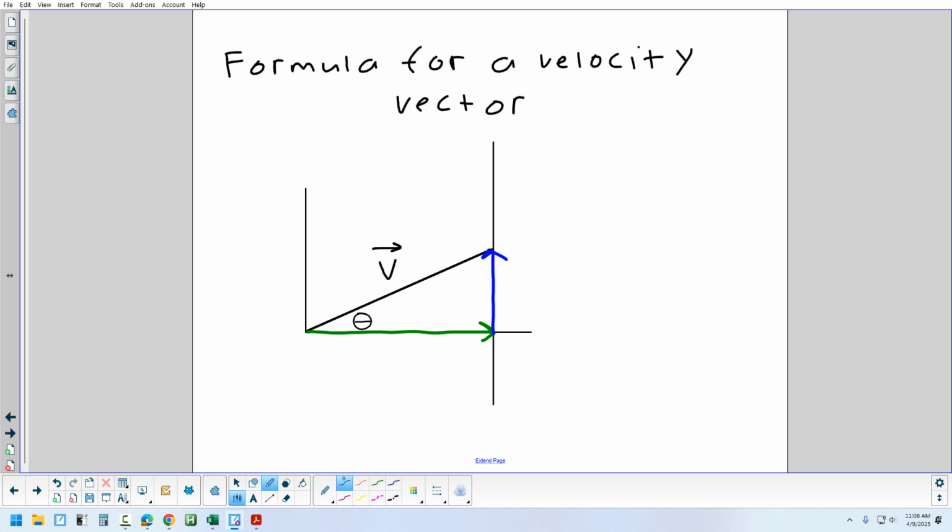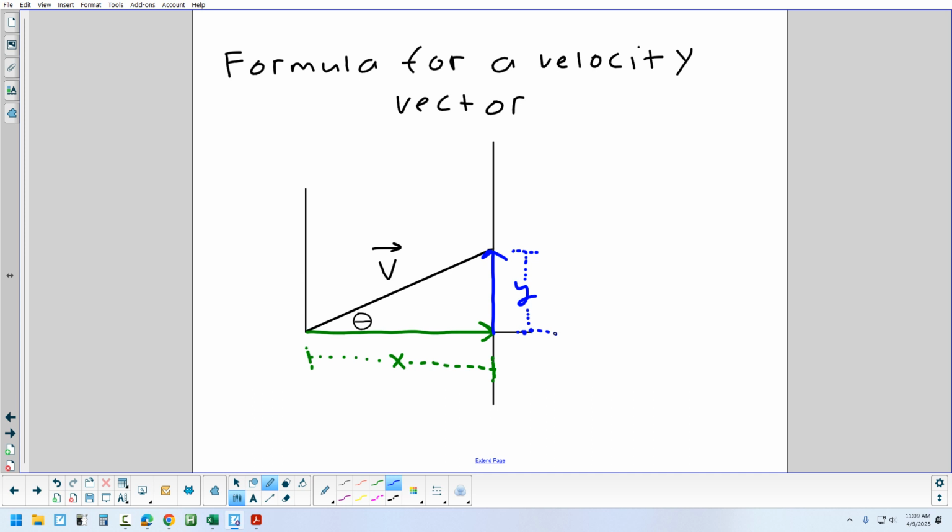I'm going to let the length of the horizontal be the letter x, the distance from there to there. And I'm going to let y be the length of the blue arrow. Just to be clear about that, the x and the y is not the arrow itself. It's the length of the arrow. Where the v, with the arrow on top, that's actually the physical arrow itself. That's the vector.